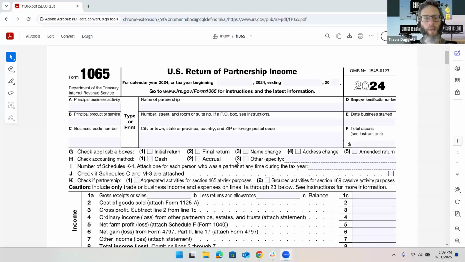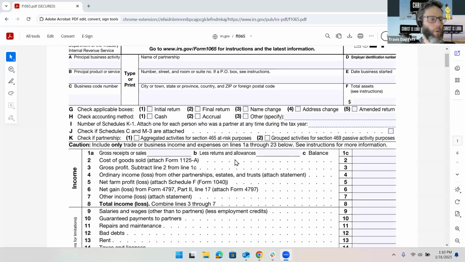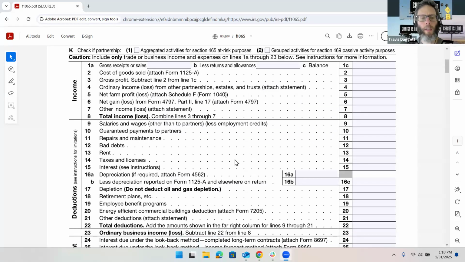We talked about Schedule Cs and sole proprietorships and single member LLCs. Now we're going to talk about partnerships and the tax form that's associated with them. This is called a 1065. So we're going to focus on what's different.